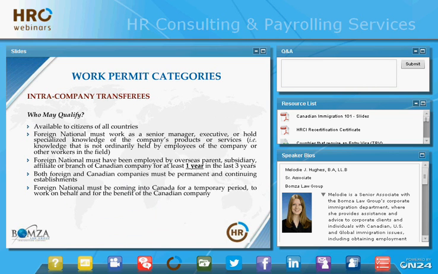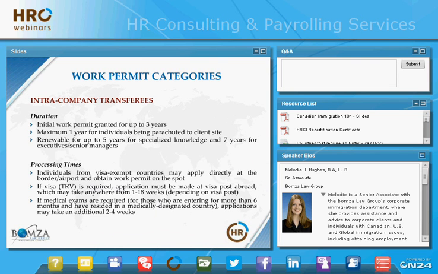Intracompany transfer work permits are typically granted for an initial period of 3 years, unless the individual is being parachuted into a client site, then typically 1-year work permits. They can also be renewable for a total period of 5 years for specialized knowledge workers or 7 years for executives and senior managers. A huge benefit to this type of application is the processing times. If the individual is visa exempt, then they can apply at a port of entry. Again, if they need a TRV, they still have to go through a visa post.